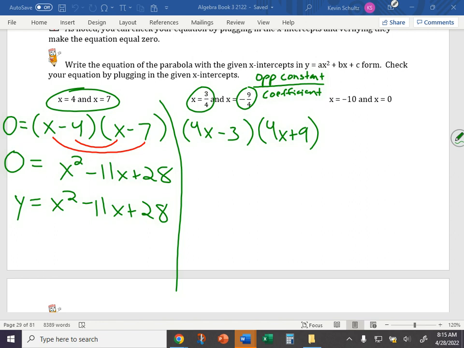Foiling, crab clawing, boxing. What do we get as a trinomial in ax squared plus bx plus c form? Max? 16x squared plus 24x minus 27. Looks good to me. Okay. Did you not get that? Oh, you did? Good. Okay, good.